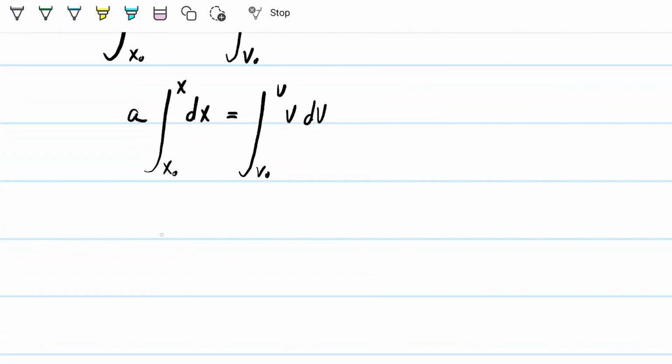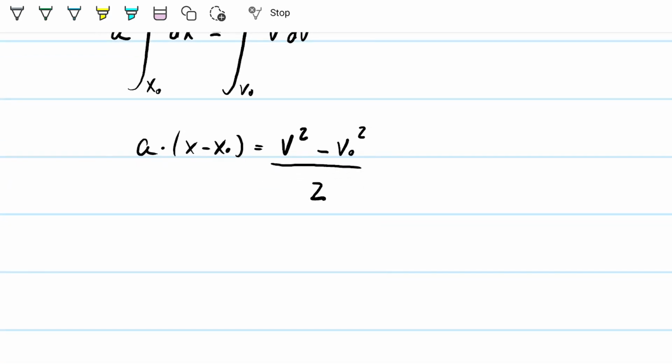Okay, now if we integrate this, we're going to have acceleration times x minus x naught, also known as delta x. And here on the right-hand side, I'm going to have the integration of v, which is going to be basically v squared over 2 minus v naught squared over 2. They're both divided by 2, so I can have a single 2 here that divides both, like so. And now you can already see it's taking the shape that we want it to have, right?